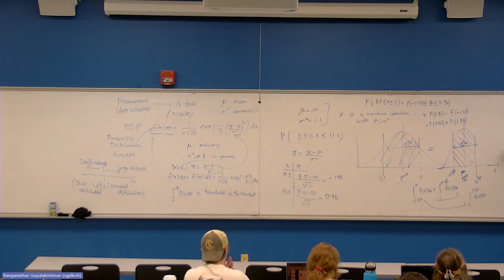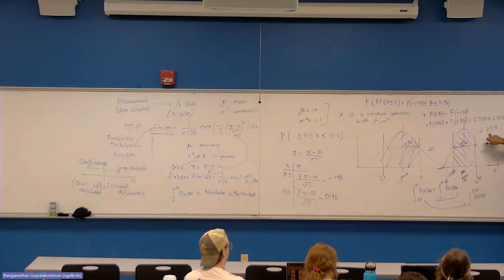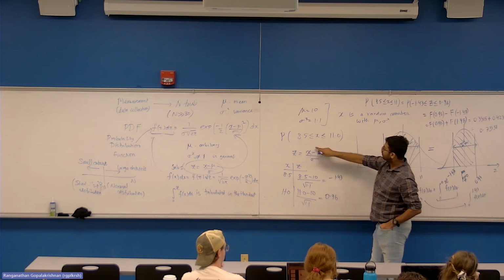Can you tell me the values? For 0.96 plus 1.43, we get 0.4236 and 0.3315, which sum to 0.7551. That is your answer. That 0.7551, or nearly 75.5%, is the chance that x will lie between 8.5 and 11.